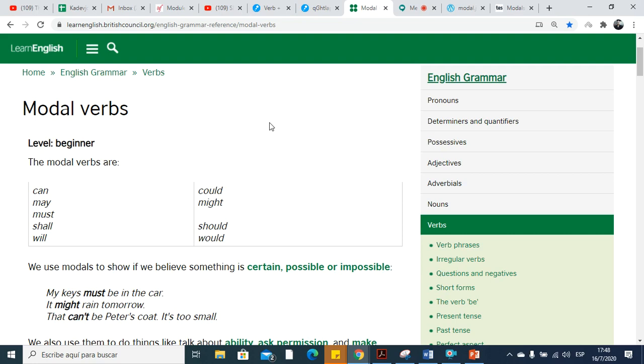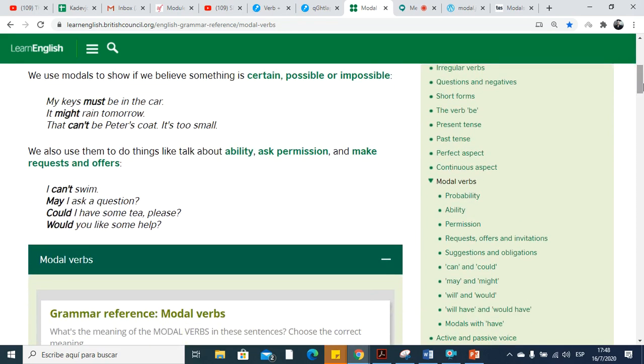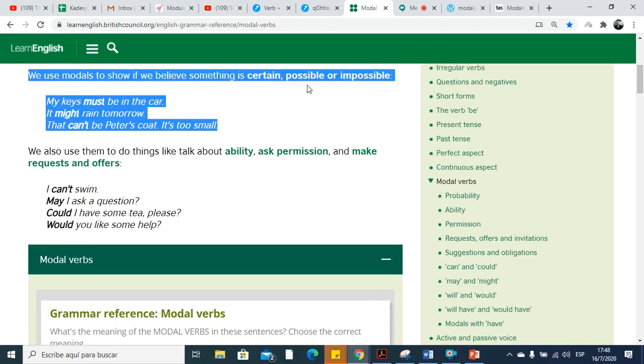Okay, great. So we have here, it says the modal verbs are can, may, must, shall, will, but as we said, we are not going to pay attention to shall, will, should, might, could, and would. We have some examples over here. Daniel, can you please help me read this part?